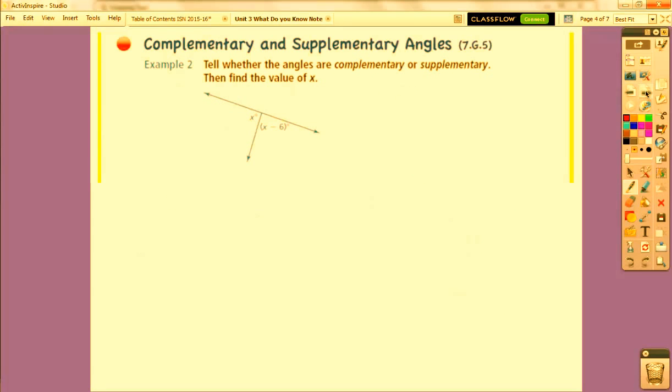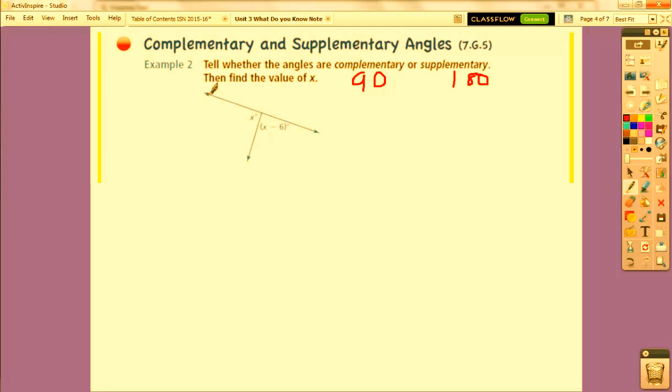On the back side now, we're going to look at complementary and supplementary angles. So example 2 says tell whether the angles are complementary or supplementary, then find the value of x. Now remember, complementary is the alphabetical order, complementary, then comes supplementary. So complementary means it's a 90-degree angle, and supplementary means 180.